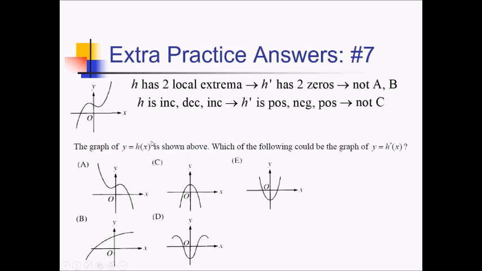Now, one other thing I do notice here is that we have a point of inflection, one point of inflection, somewhere around the y-axis here. So at least one point of inflection. So looking at D and E, now what does this point of inflection mean for the derivative? It means that we're going to have one local extreme for h prime. So taking a look at D and E, D has 1, 2, 3 local extrema. E only has the 1. So D is no good. We're going to have to go with choice E.